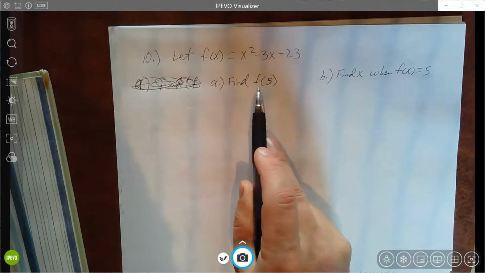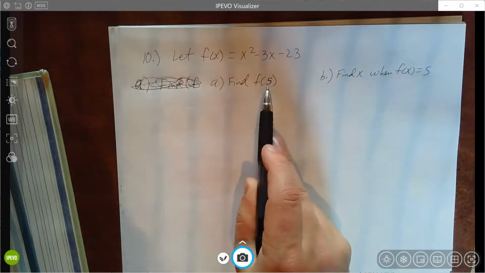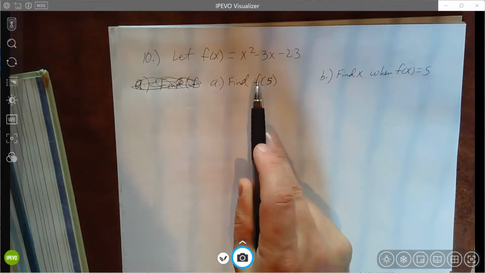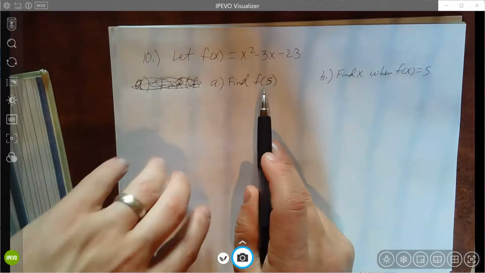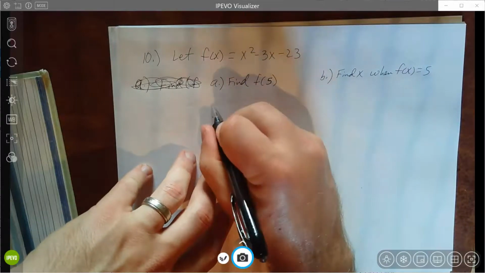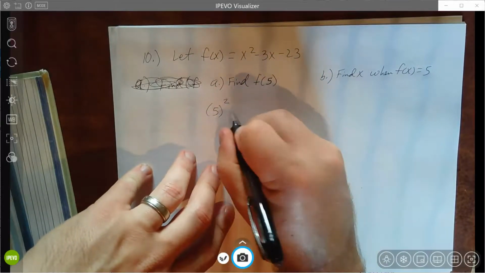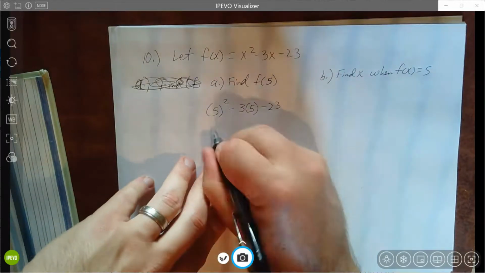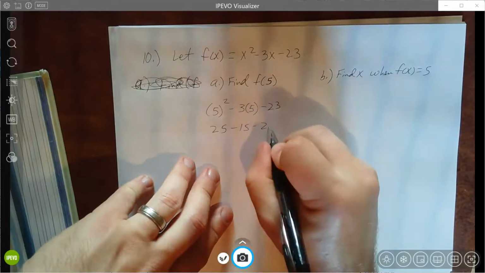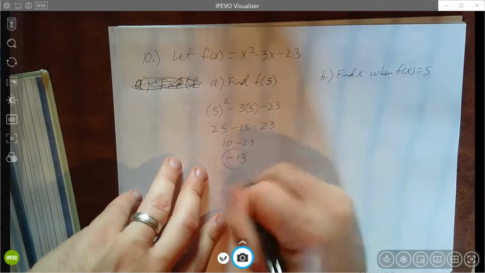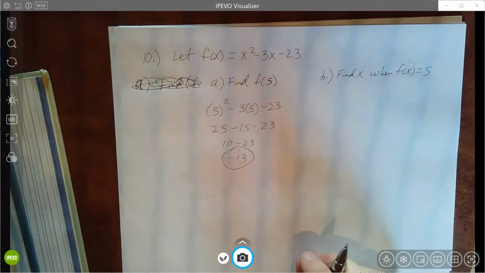Hopefully you remember that. When you have this number inside the parentheses beside f, it means f of 5, which means you plug 5 into f, you plug it in for the x to find the value of that function when x is equal to 5. So to do that, I just plug 5 in for the x. So it's 5 squared minus 3 times 5, plugging in 5 for that x as well, minus 23. So that's 25 minus 15 minus 23. So 25 minus 15, that's 10, minus 23. 10 minus 23 is negative 13. So it looks like the answer is negative 13.